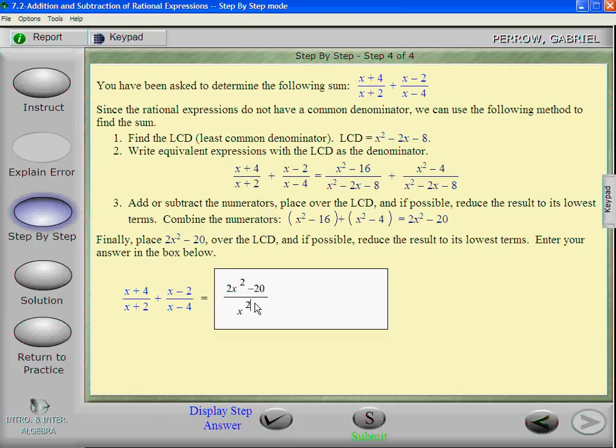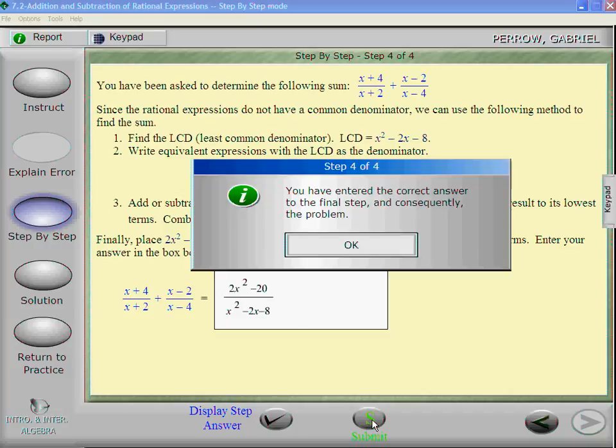What I don't like about the way Hawks is guiding us through is that writing the bottom as x squared minus 2x minus 8 is okay, but it would be a lot better to leave it factored as x plus 2, x minus 4, because if I looked at the top and factored anything out and saw something that would reduce, I would be able to tell a lot quicker. But if you factor the top and the bottom, there isn't anything that's going to reduce down. So this would be your final answer.